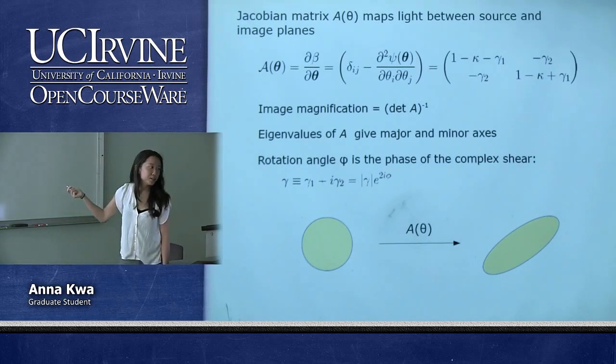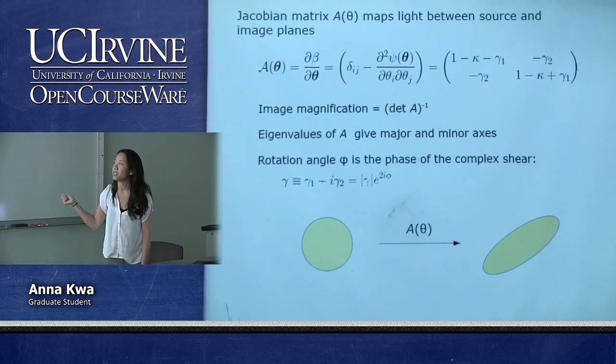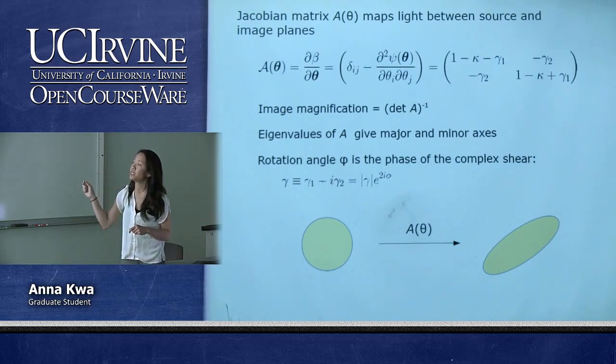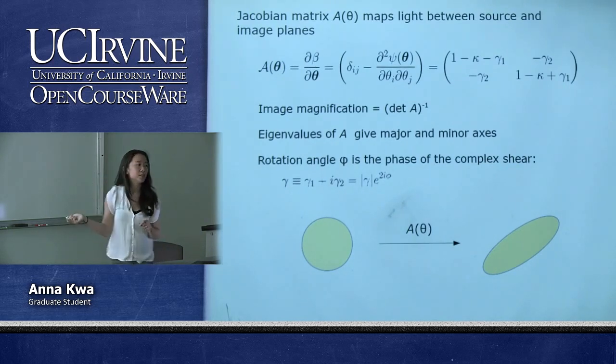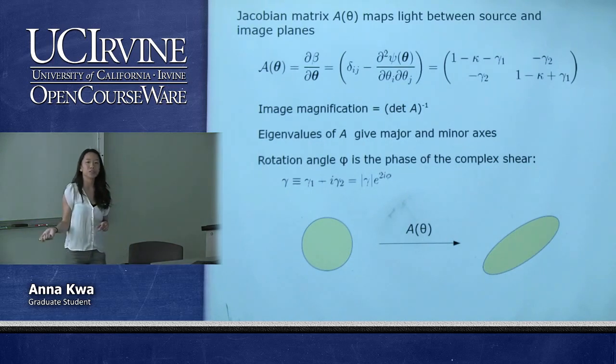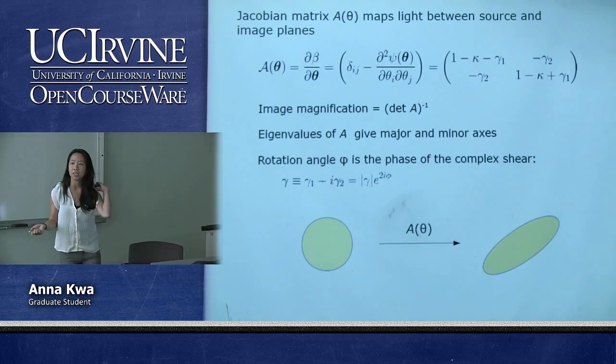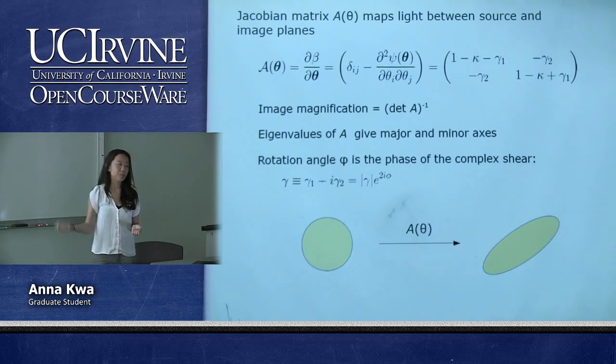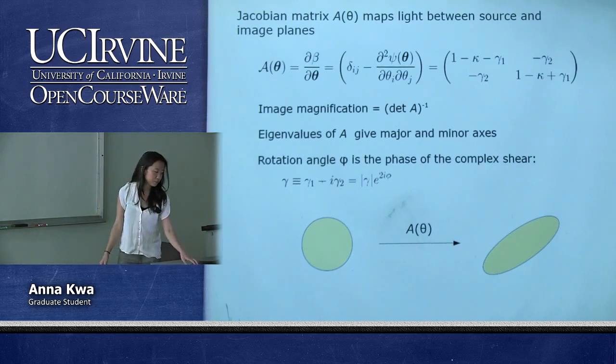The eigenvalues of your Jacobian matrix will give you the major and minor axes. So basically, the gammas tell you how stretched out your ellipse becomes, and the determinant gives you the magnification. And one thing to note is that the surface brightness of your source image is preserved during this transformation. But if you magnify it, then of course you've got a bigger object with the same surface brightness, so the total flux that you receive from your image increases.